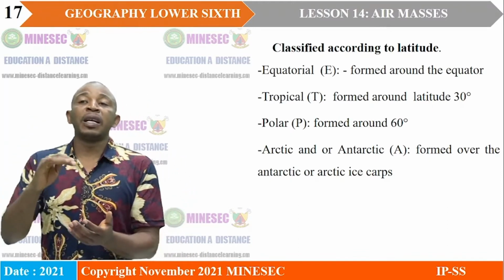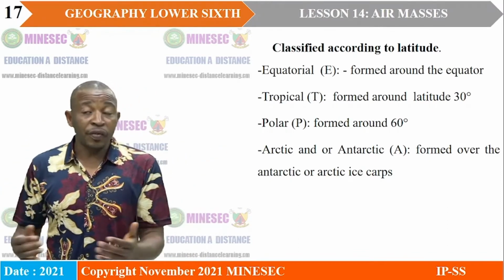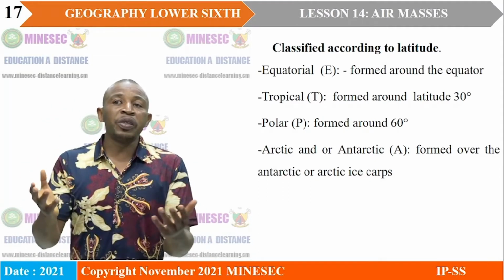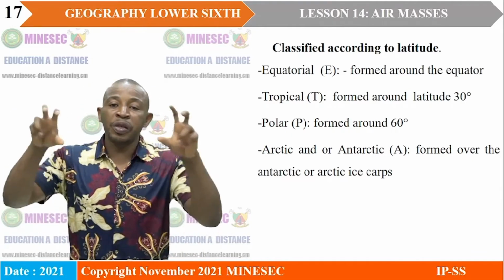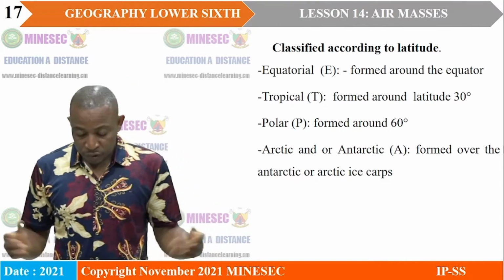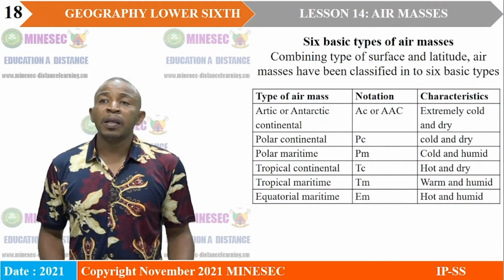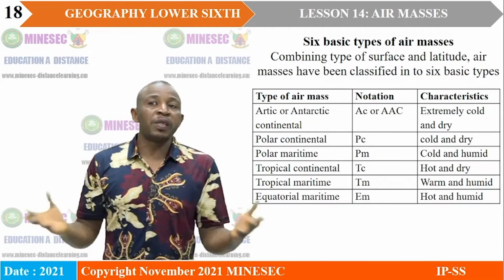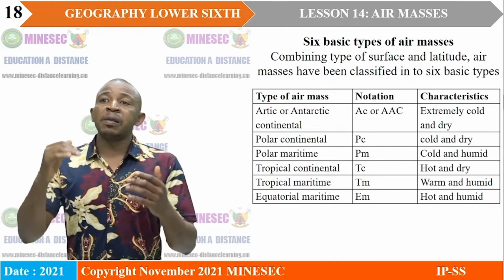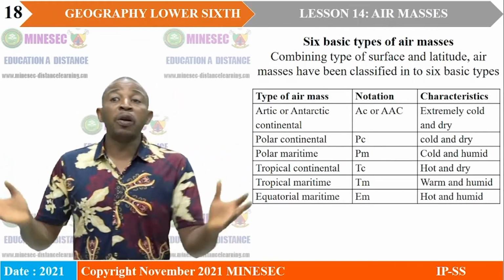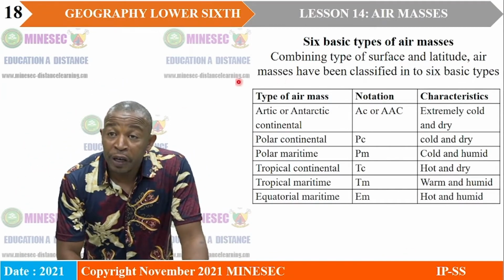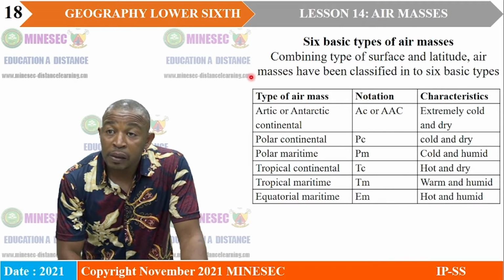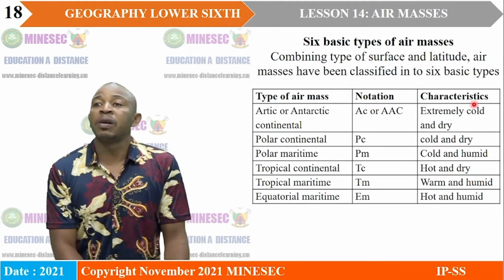So we have seen the classification. We have three major types of classification. We can classify air masses according to the latitude. We can classify them according to the surface, and of course, according to the area of origin. So that is how they can be classified. Now, combining these three classifications we have seen above, we can come out with six basic types of air masses. So on the table here, we have the type of air mass, we have the notation, and of course the characteristics of these air masses.